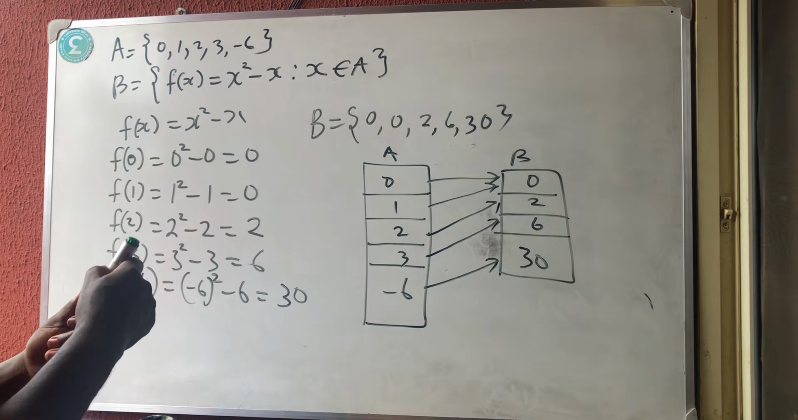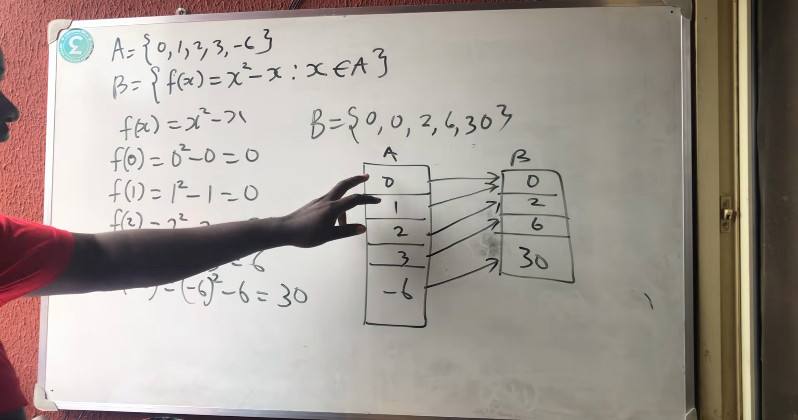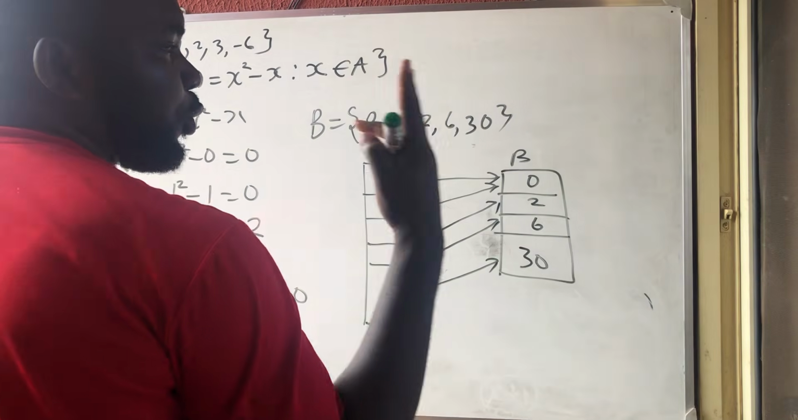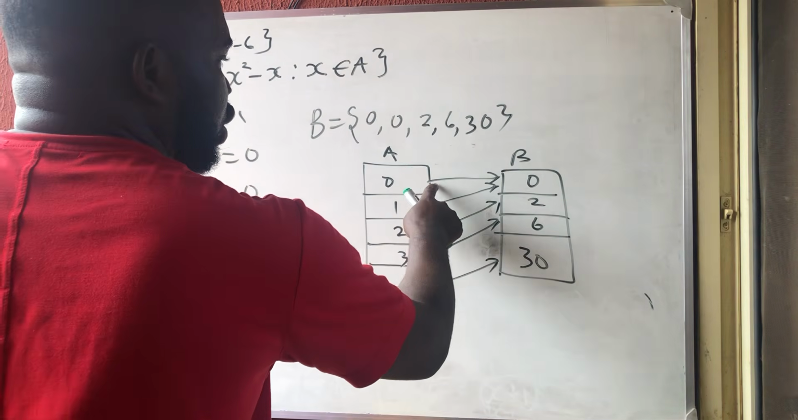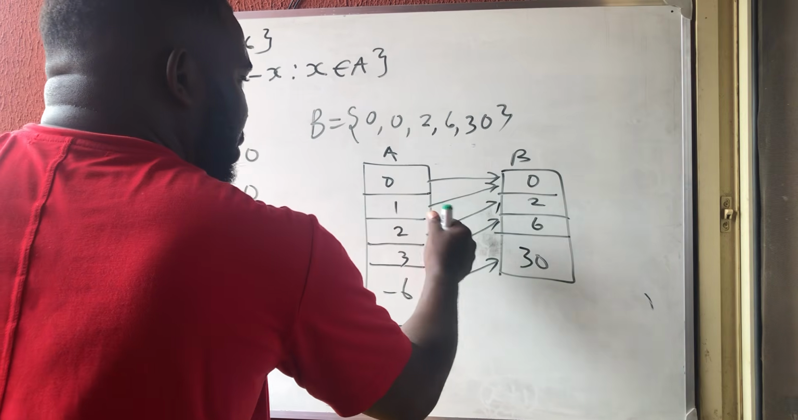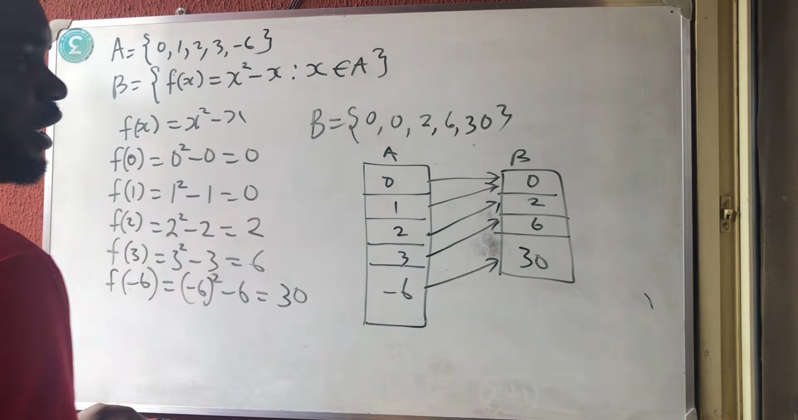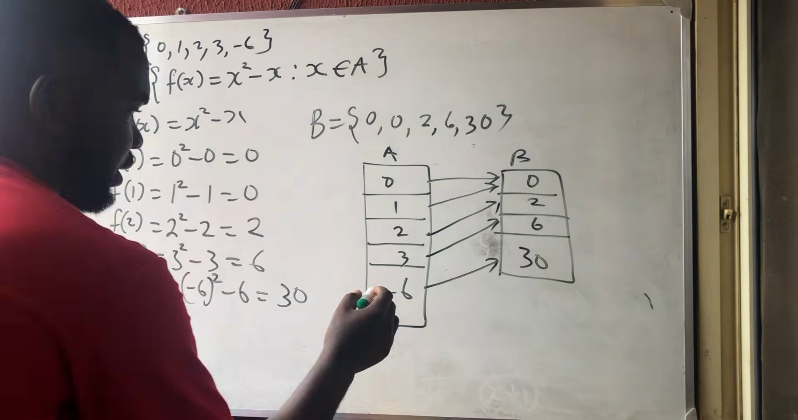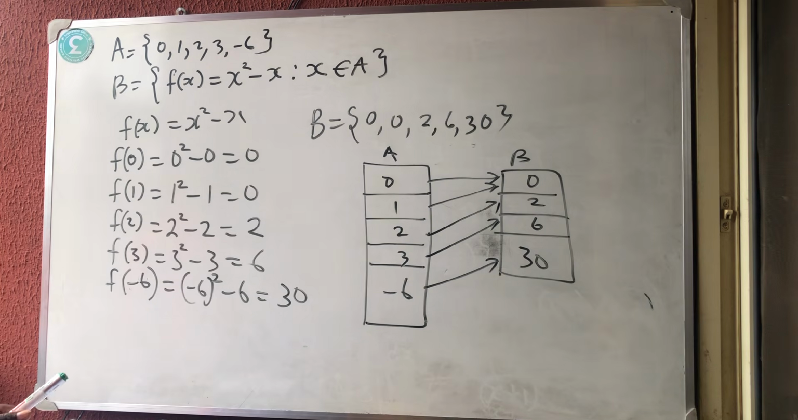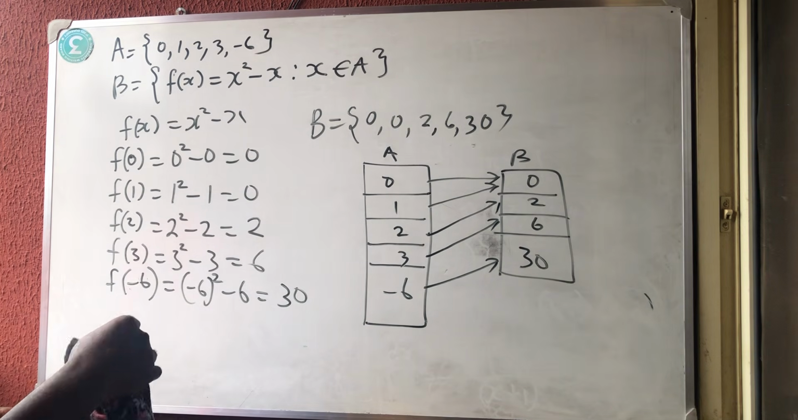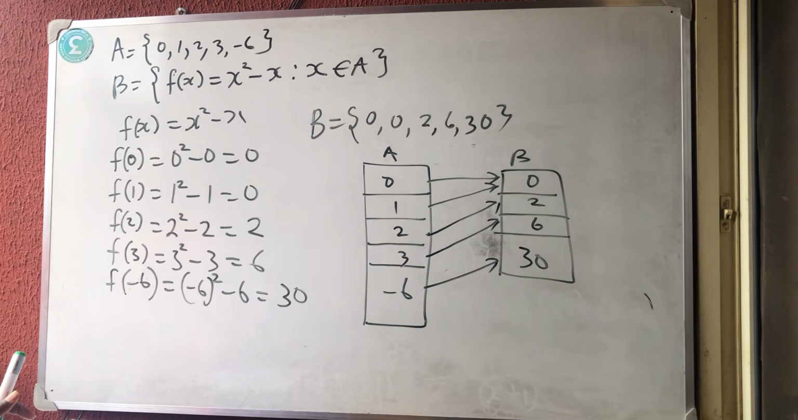Now if you look at this, it is a function because one element here is producing just one unique element from here. It's not producing two. 0 produces one unique element, which is 0. 1 produces one unique element, which is 0. They are not producing two things. It's as good as saying 6 produces 30 and equally produces 6. So this is equally a function, not just an ordinary relation, but a function. So this is the geometric representation of that.